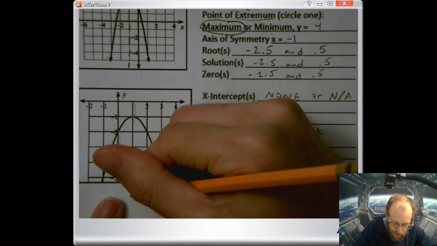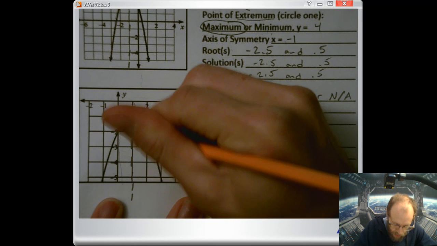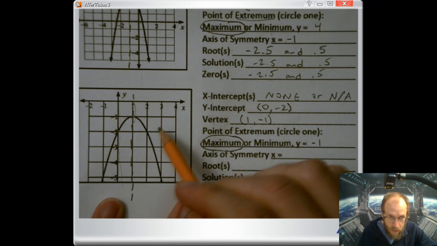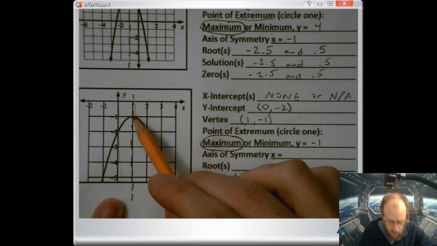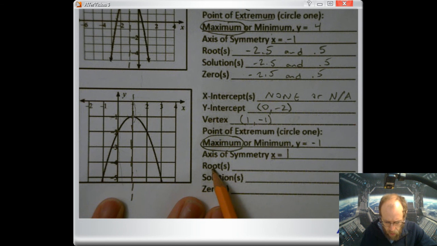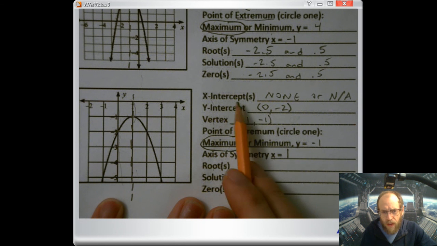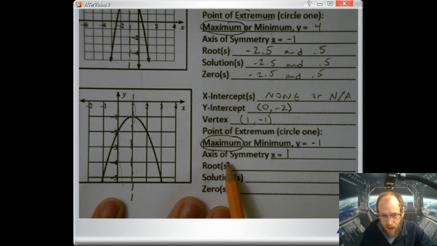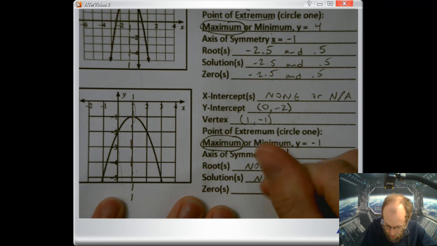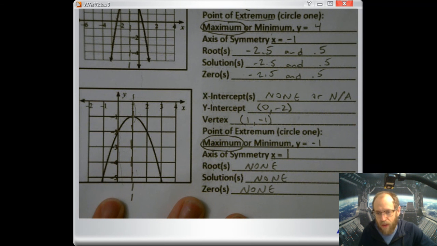Where's my axis of symmetry? That's going to go right through the middle, which is right through the vertex. It's a vertical line, so its equation is in x equals form. A little throwback to last semester. What does x equal? Well, x equals the x value of this vertical line, which is 1. What are the roots? Well, remember they're the same as the x-intercepts. And if there aren't any x-intercepts, I guess there aren't any roots either. Or solutions, because they're the same as the x-intercepts, or zeros, because they're the same as the x-intercepts. All the same thing.